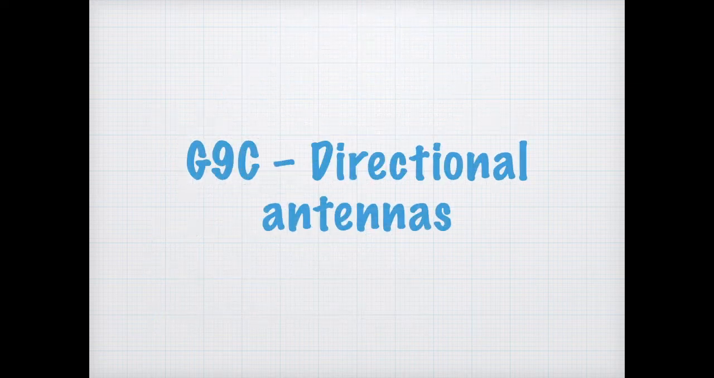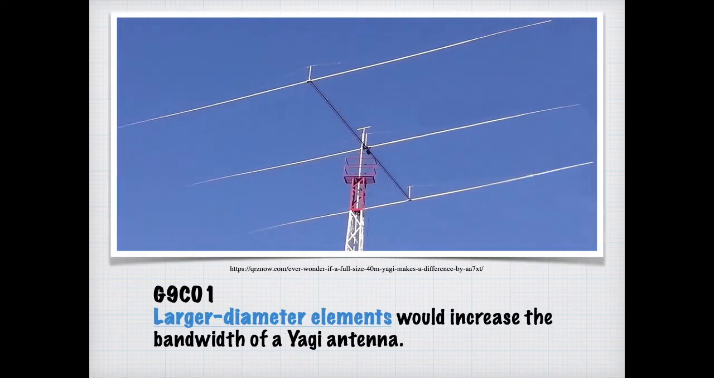So let's dive right in with part G9C, directional antennas. With Yagi antennas, the size of the elements affect the bandwidth. The larger the diameter of the element, the more bandwidth you have. For the exam, you need to know that a larger diameter element would increase the bandwidth of a Yagi antenna.